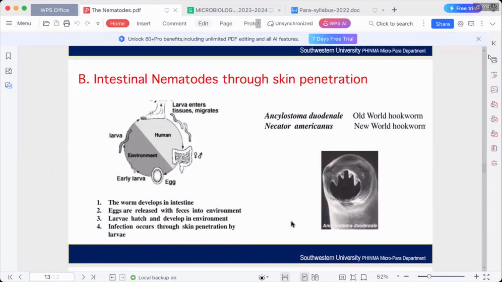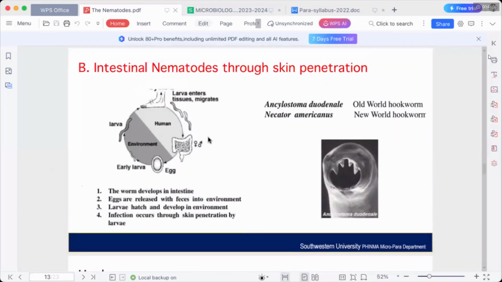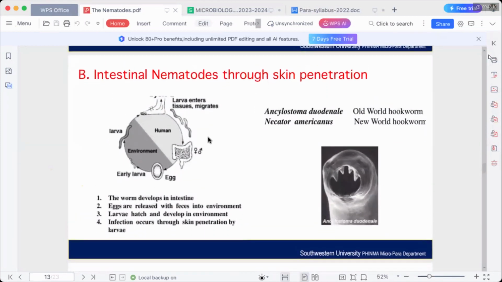So, moving on, there are also some nematodes that can penetrate through your skin. If you remember, when you were a toddler or a child, your mom always told you to cut your nails very short, and they would get angry if you had soil under your nails.